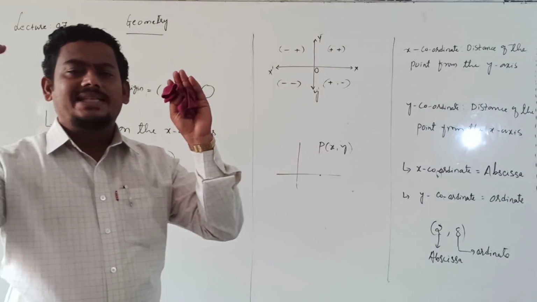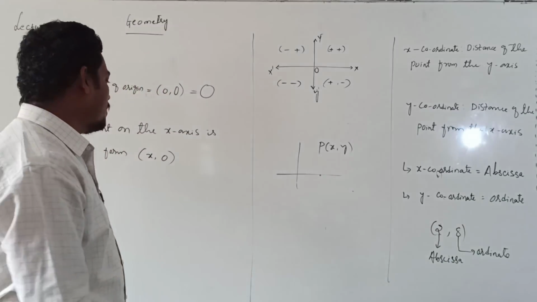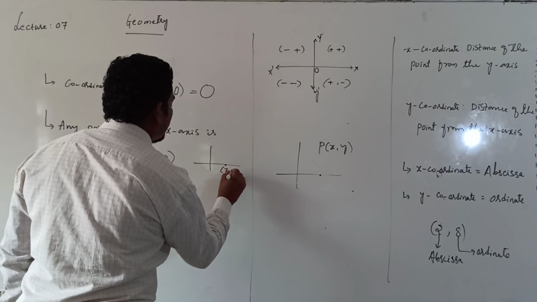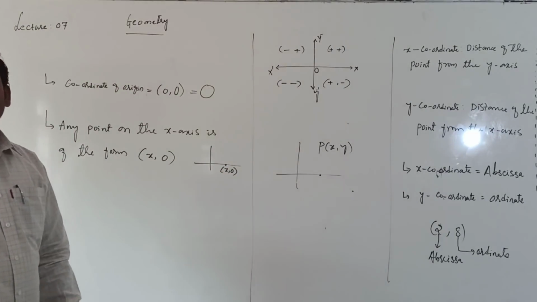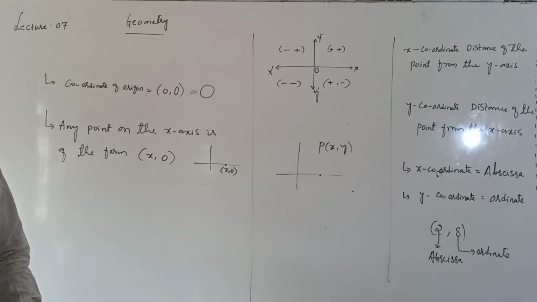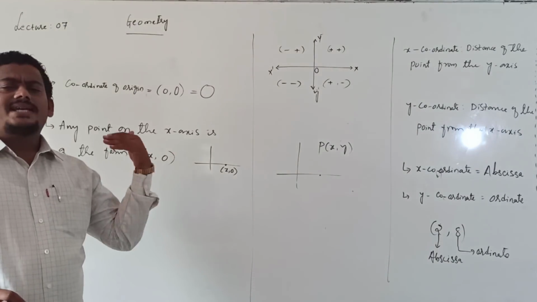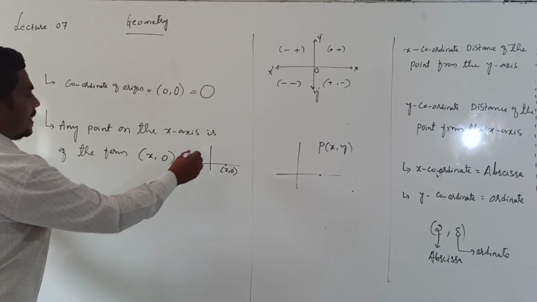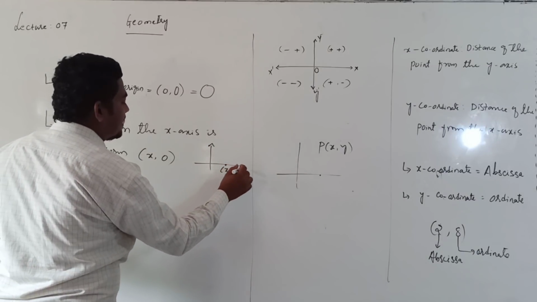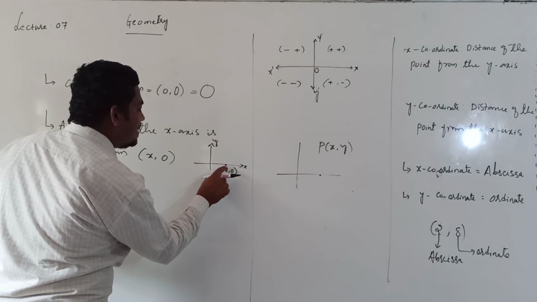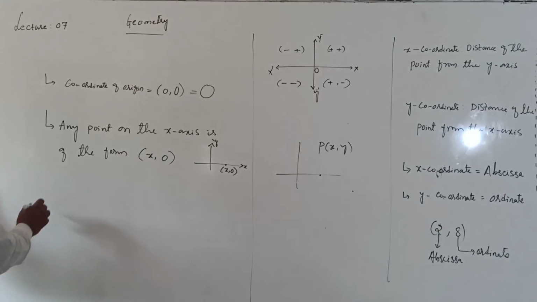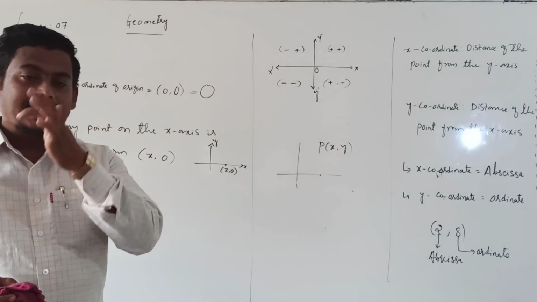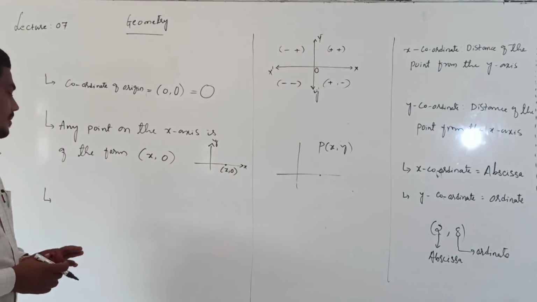Just remember, on the x-axis y coordinate is 0. If you take any point on the x-axis, it is of the form x comma 0. It is y-axis, it is x-axis. On the x-axis y coordinate is 0. Then if you take any point on the y-axis, then its x coordinate becomes 0.